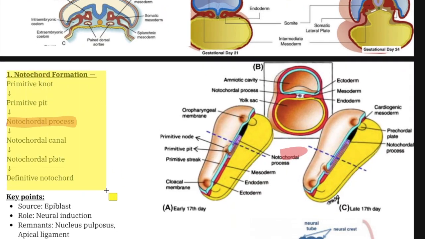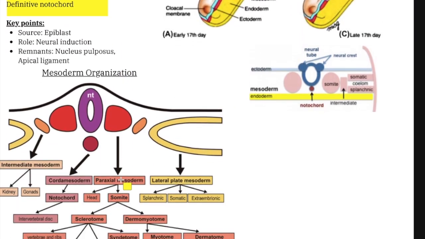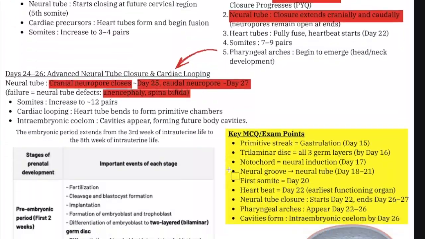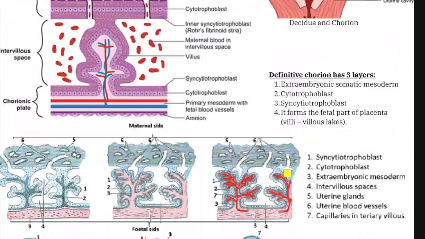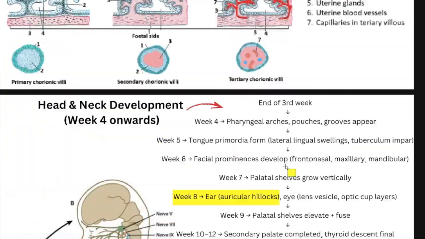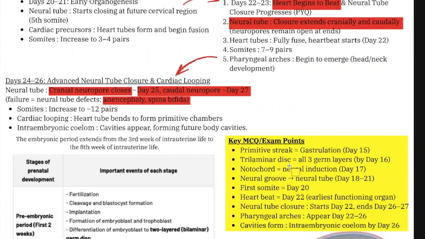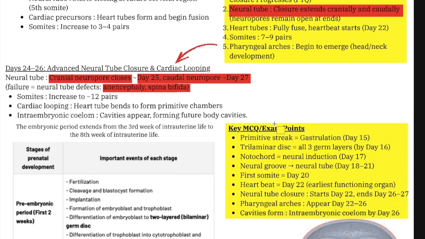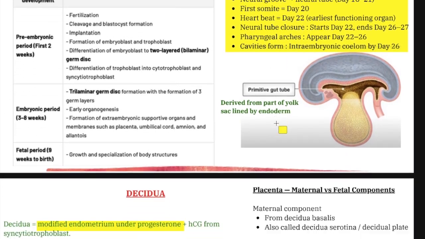A major milestone is day 22, when the heart begins to beat. The neural tube closure starts on day 22 and is completed by day 27. The entire embryonic period, where all major organ systems are established, spans from week 3 to week 8. We've covered the core concepts of early embryology.